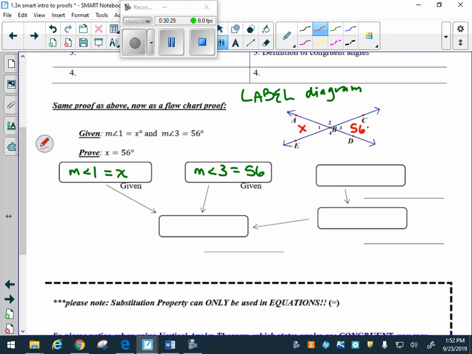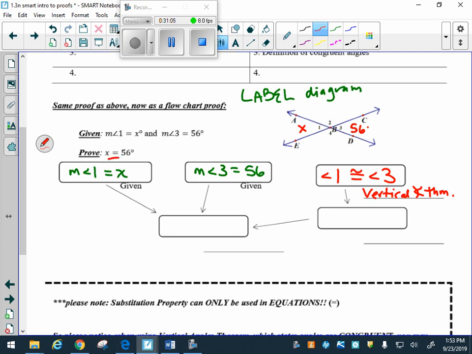What you want to do here is make a general statement. No substituting yet. You're going to make a general statement using the vertical angles theorem. Now, what does the vertical angles theorem say? The two vertical angles are congruent. So what's congruent to what here? Angle 1 congruent to angle 3. That is the general statement we can make from this diagram using the vertical angles theorem.